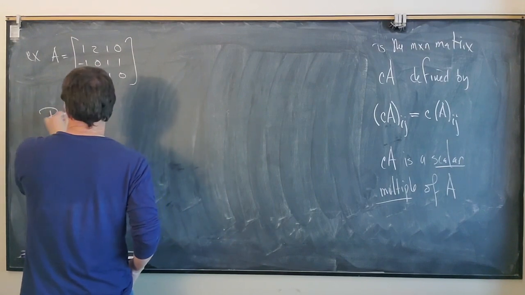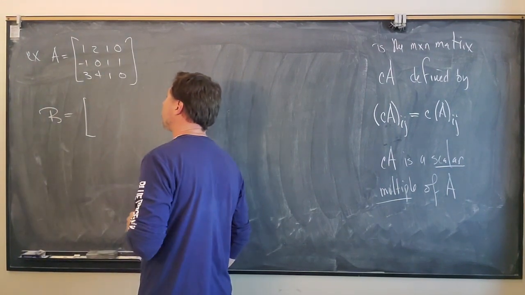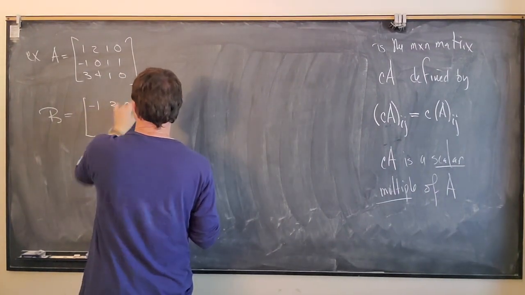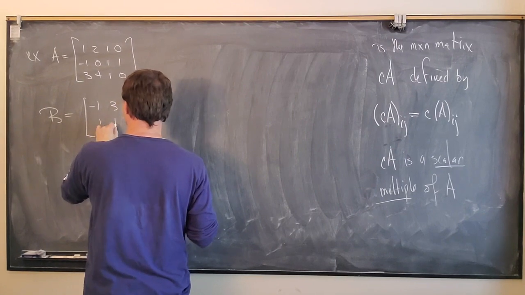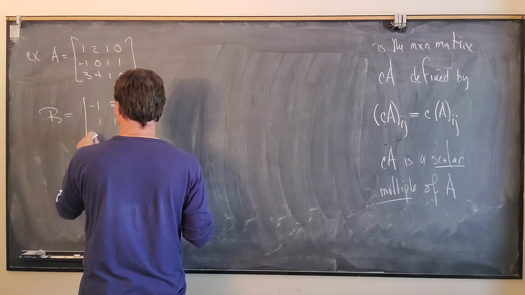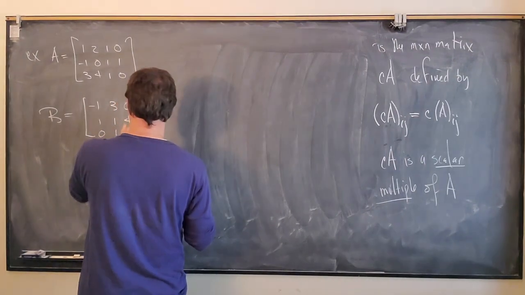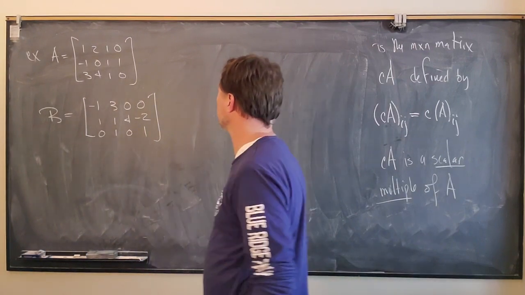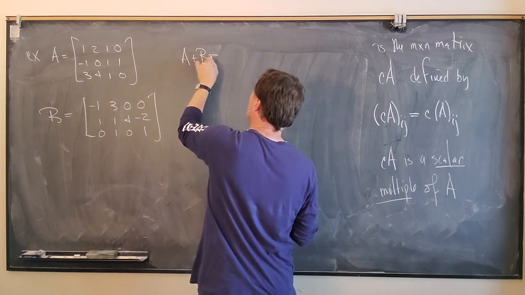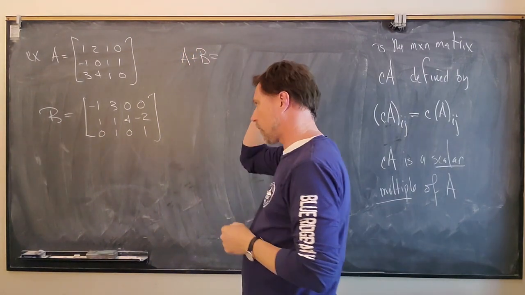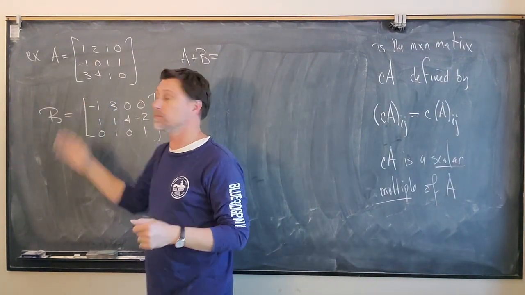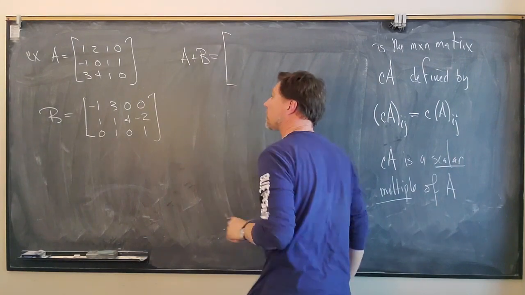So now, I'm just making up another matrix here, another 3 by 4. So let's go like this: minus 1, 3, 0, 0, 1, 1, 4, minus 2, and 0, 1, 0, 1. All right, so here's our two matrices, and now A plus B. So how are we going to do this? Well, remember, to compute A plus B, you take corresponding entries and add them together. So A plus B is going to be a 3 by 4 matrix.